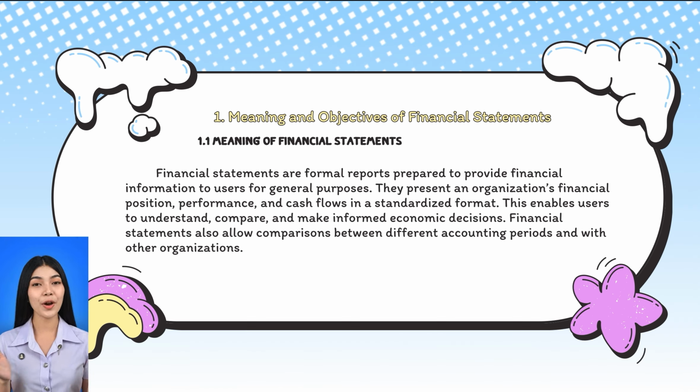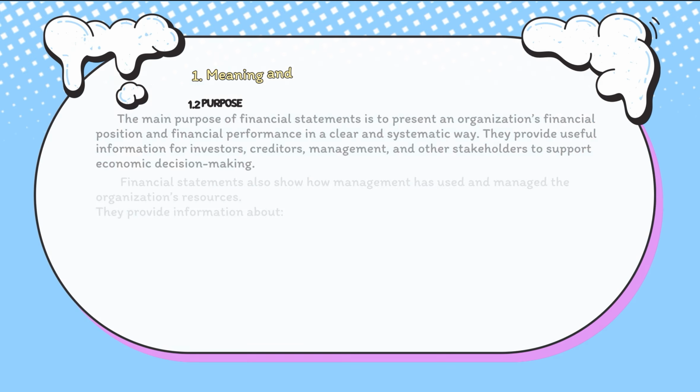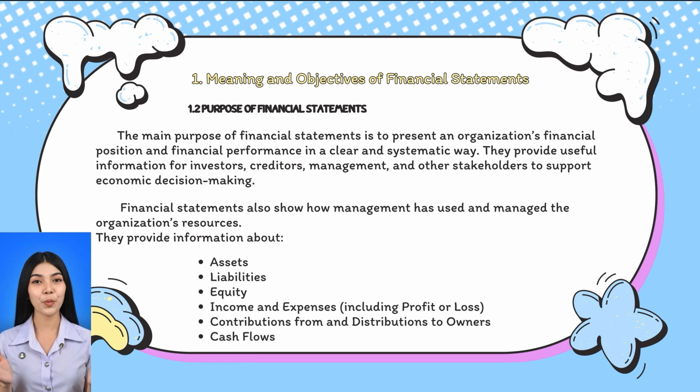They also demonstrate how effectively management has stewardship over the company's resources. Core elements: they capture 6 essential components: assets, liabilities, equity, income and expenses, owner contributions and distributions, and cash flows. When preparing financial statements under TAS 1, there are 9 general considerations that every company must follow. Fair presentation and TFRS/TAS basis. Reports must present financial facts accurately and comply fully with accounting standards.